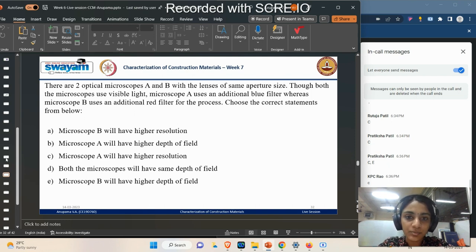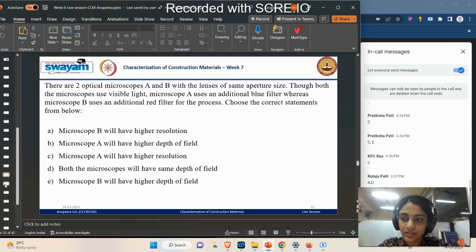You have to basically relate resolution and depth of field to the wavelength of the light. What is the wavelength of blue? What is the wavelength of red, etc.